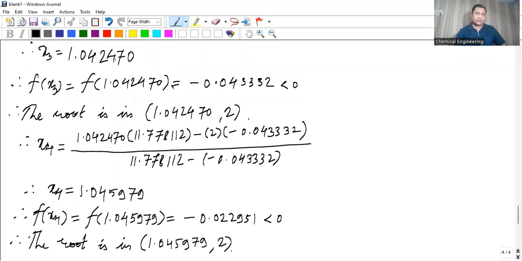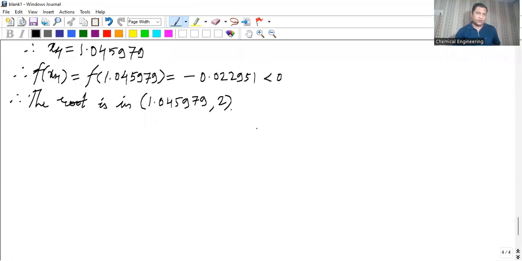Earlier it was 1.042, so now it is 1.045. So we have to go for one more accurate digit because we need at least 3 digits. Hence we can go for the next iteration. Let us see what we get in the next iteration. So we can go for x5.